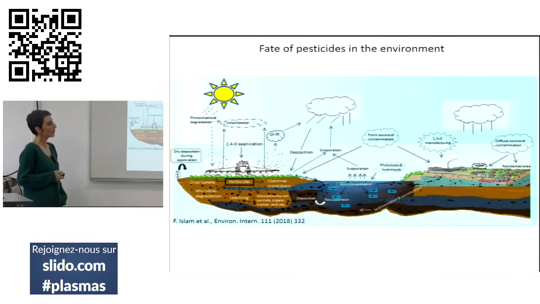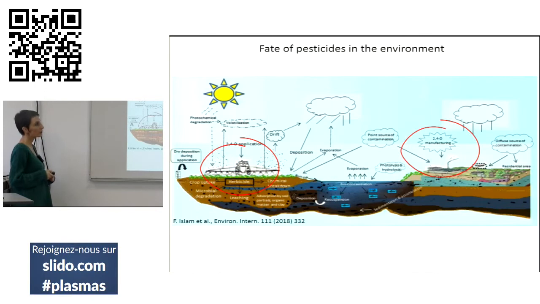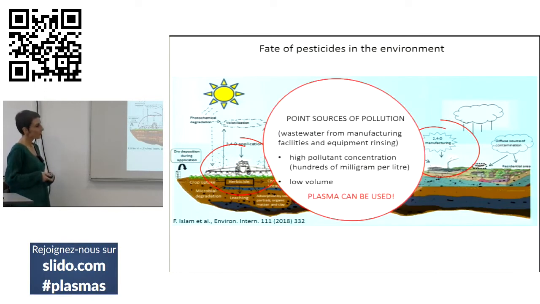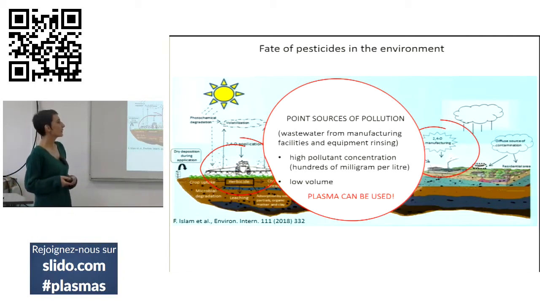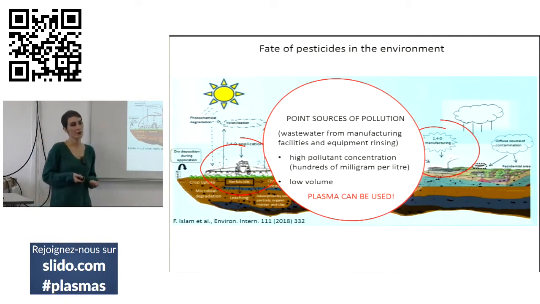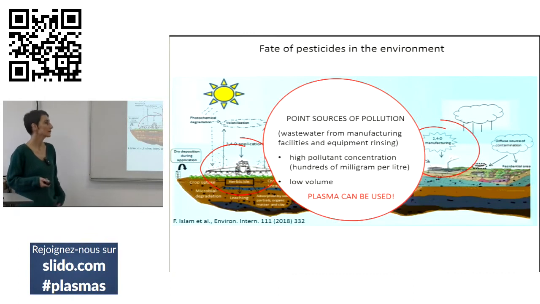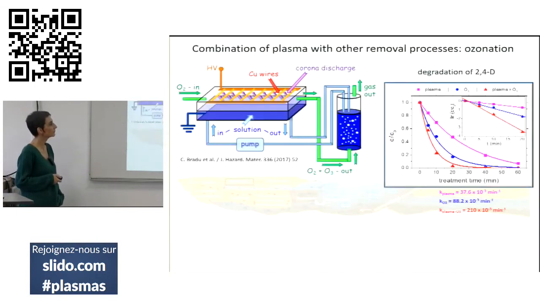So it looks like once they're applied in the fields, there is little we can do to prevent water pollution with these compounds. However, there are also other sources of pollution, such as manufacturing facilities or equipment rinsing operations, and in this kind of wastewater, the concentration of pollutants is very high, some hundreds of milligrams per liter, and the volume is relatively low, and then plasma could be used in such a situation.